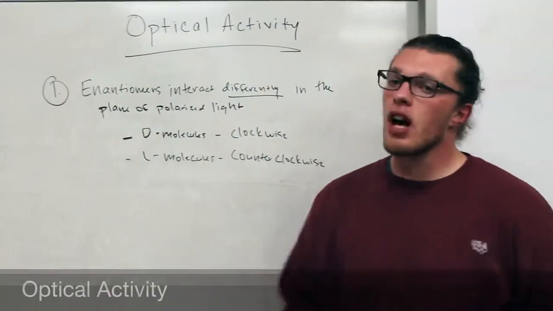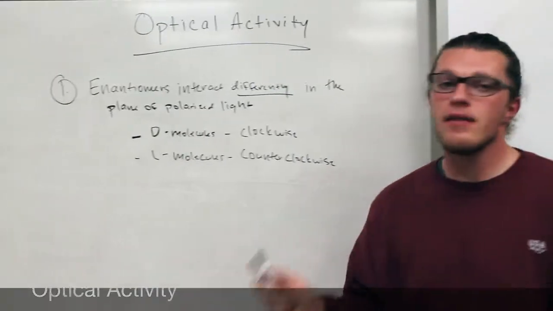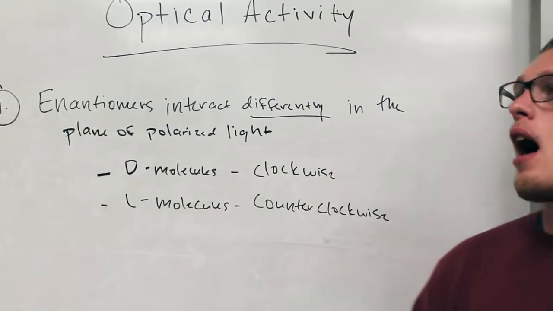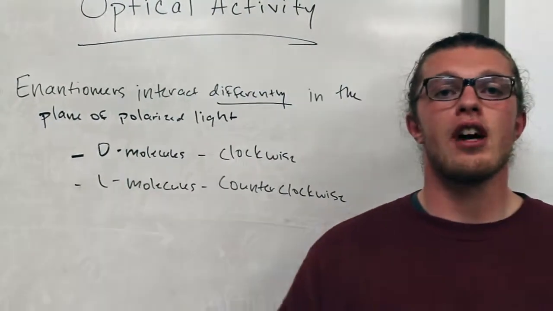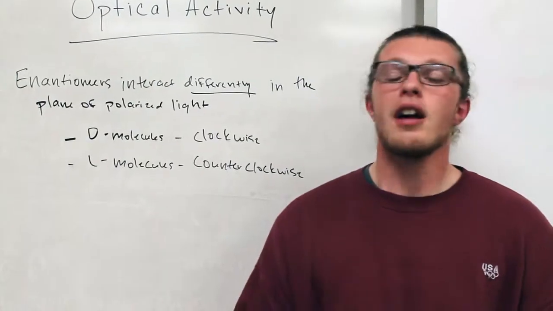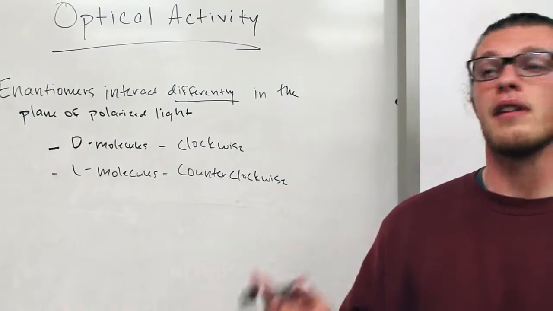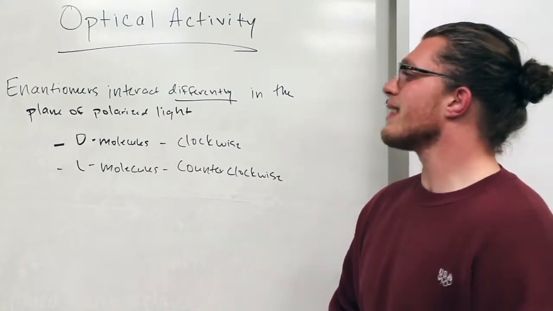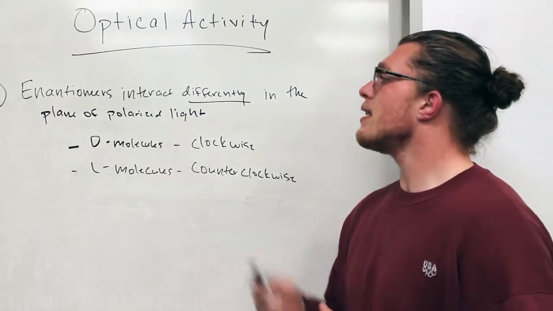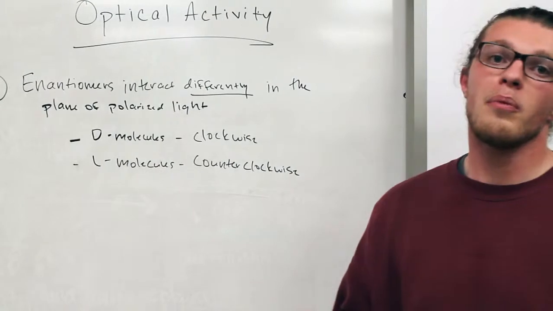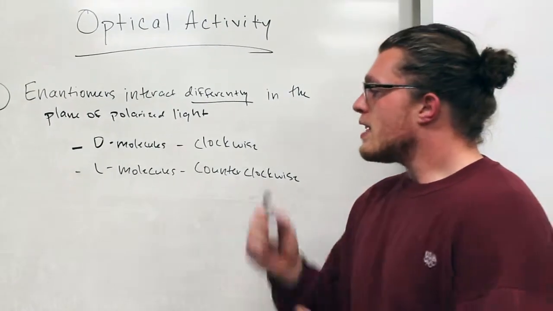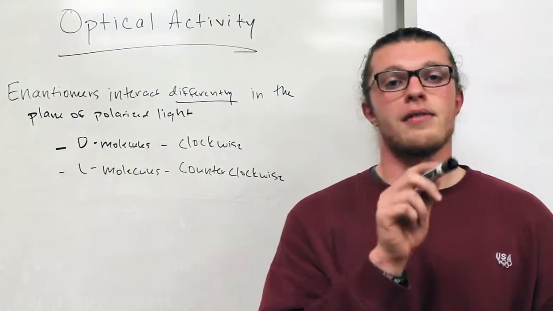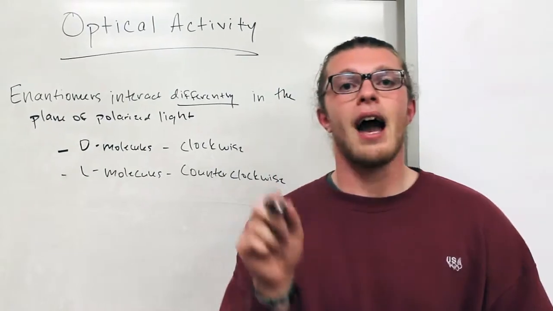Alright, so next we're going to talk about optical activity. Optical activity is going to be important to know because we need to understand what makes each different enantiomer different. Enantiomers, like we know, are mirror images of each other, so a lot of their characteristics are going to be very similar. Melting point, boiling point, things like that are going to be very similar. So in order to tell them apart, we're going to look at the way they interact with a plane of polarized light. So that's what optical activity is. It's the idea that enantiomers interact differently in this plane of polarized light. We have D molecules and L molecules. D molecules are going to be molecules that rotate around that plane in a clockwise fashion, whereas L molecules are going to rotate in a counterclockwise fashion.